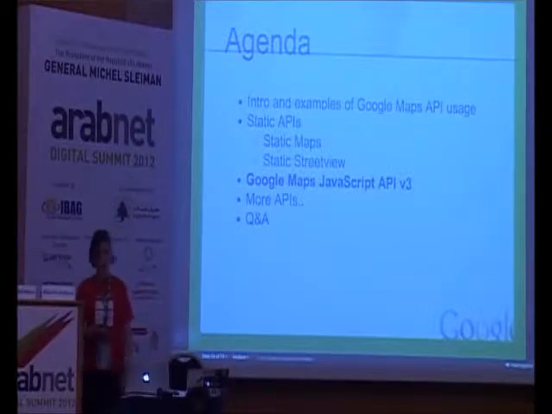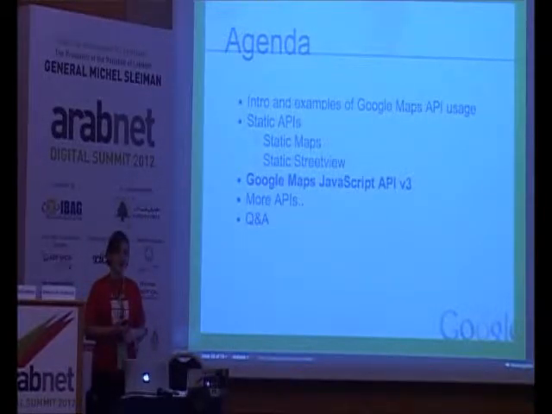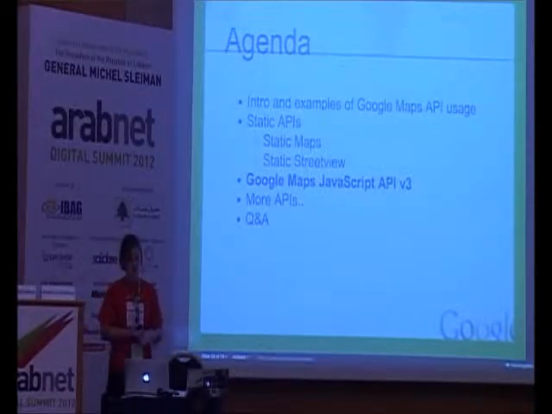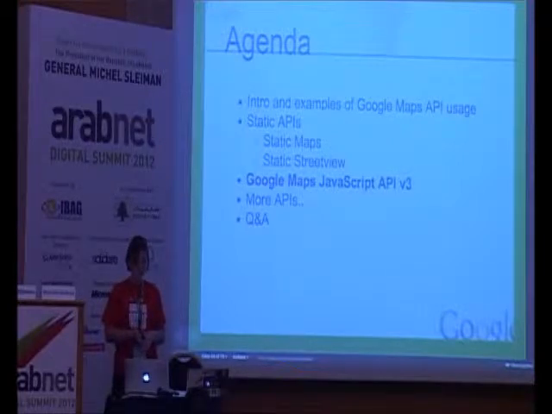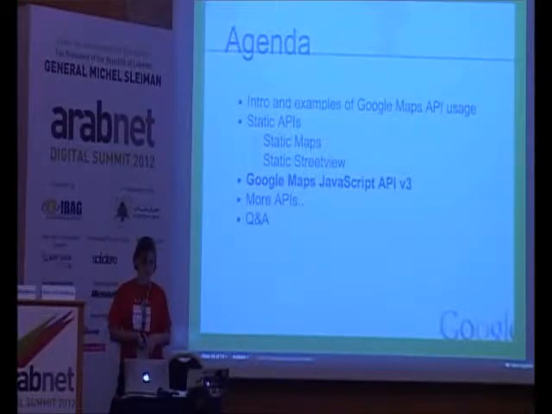Okay, so those were two examples of the static APIs. And now we move to the JavaScript API, third version. That's the current version, which is the best tool to use at the moment for both mobile and desktop applications.